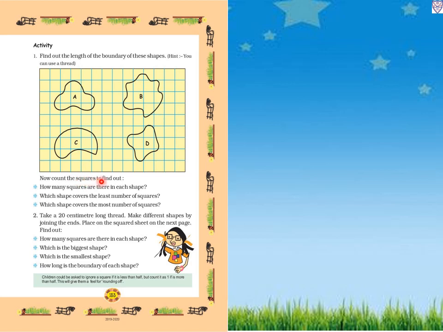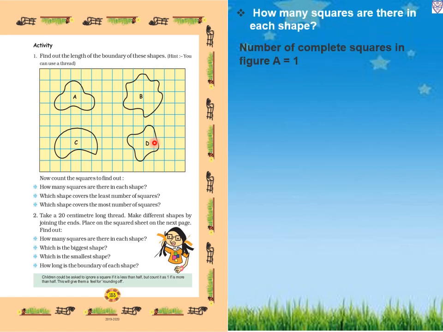Now count the squares to find out first, how many squares are there in each shape? So in each shape, how many squares are there? So the number of complete squares in figure A. We have to count a complete square. Here all are half, so only one square is complete in figure A. So we will write A equal to 1.